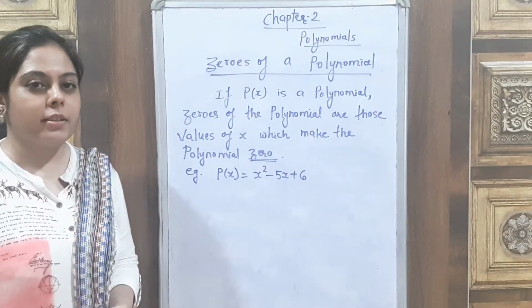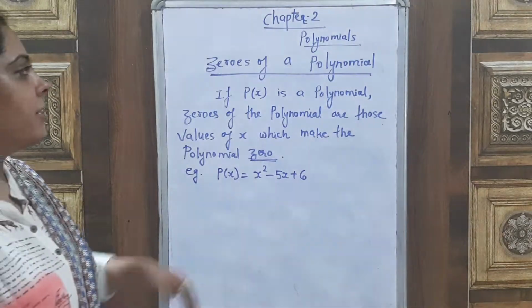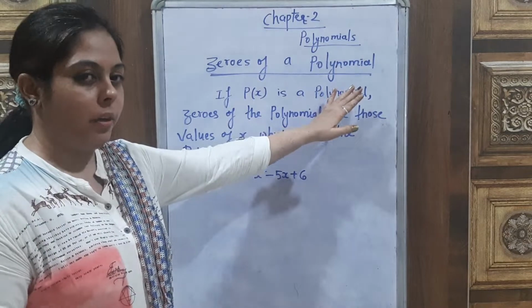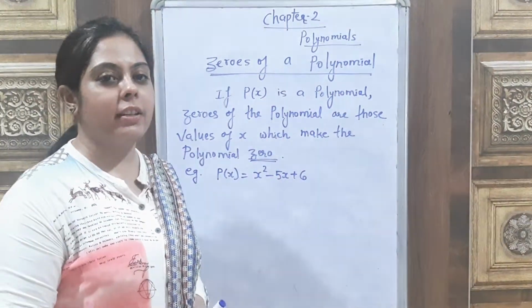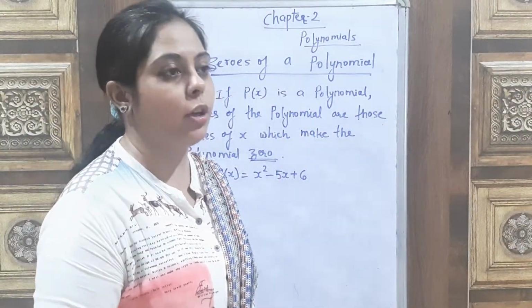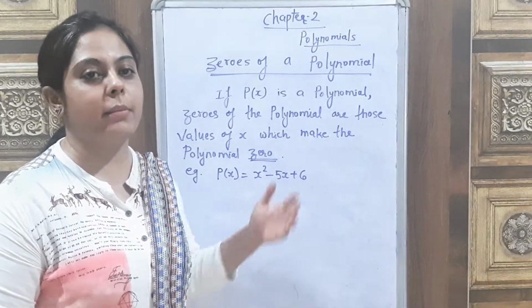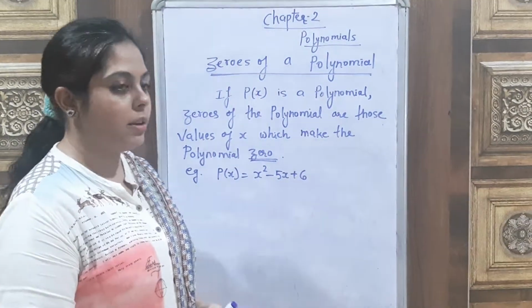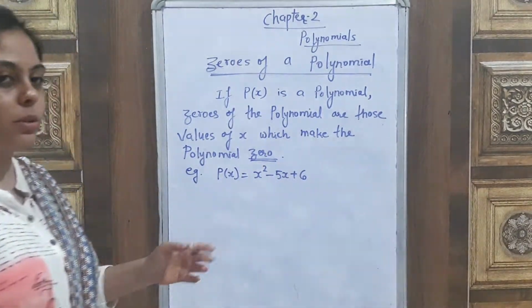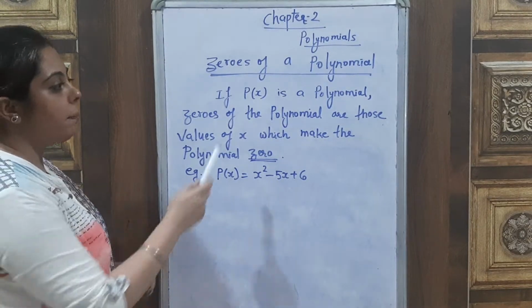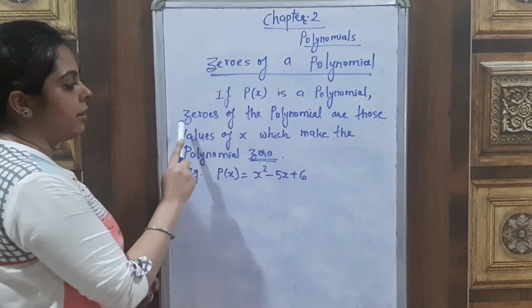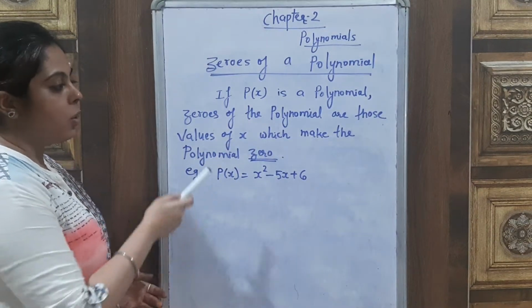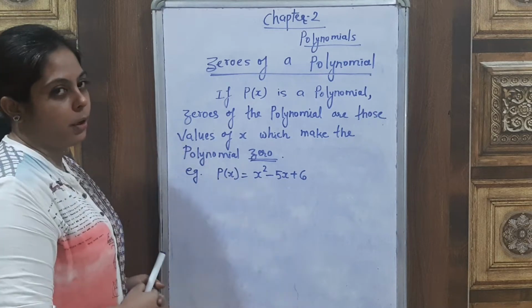Okay. Now, our next topic is zeros of a polynomial. Zeros of a polynomial, and this also you know very well that what is zeros of the polynomial. In 9th class also you have studied about that word. This word zeros is also known as roots of the polynomial. So let's see the definition of zeros of a polynomial. If p(x) is a polynomial, then zeros of the polynomial are those values of x which make the polynomial 0.